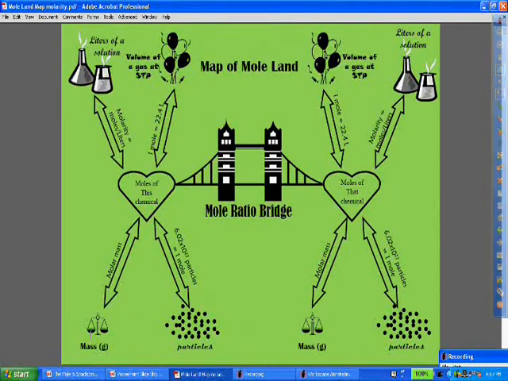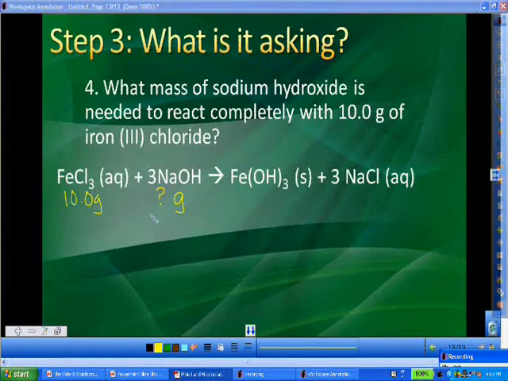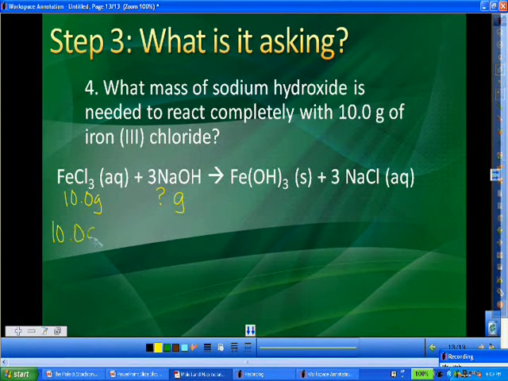We have our mass of one compound. So we must first use our molar mass to find the number of moles of this compound. Then we can use the mole ratio bridge to arrive in moles of our desired compound, which is sodium hydroxide, and then use its molar mass to find the mass of that compound. So taking a look back here, we're starting with 10 grams of iron 3 chloride. So remember, first we have to use iron 3 chloride's molar mass to find the number of moles.